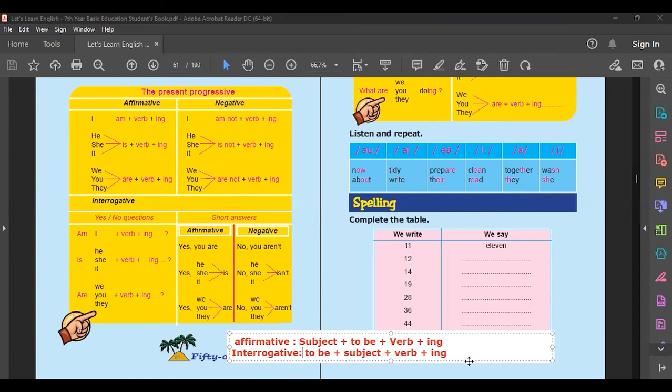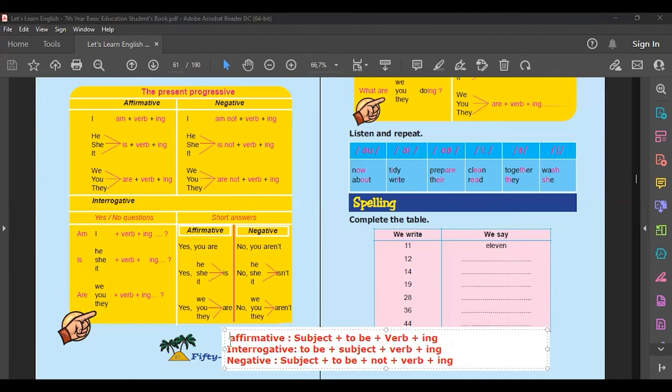Okay. Now we are looking for the negative form. In the negative, anything negative takes not. So for example we have subject plus to be plus not, the not comes right after to be. Plus verb plus ing. So these are the rules. This is the structure. This is the rule, and how exactly do we memorize it.